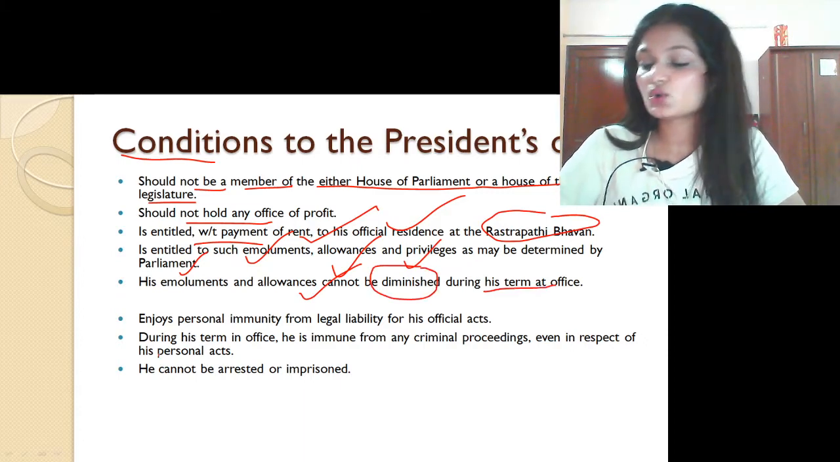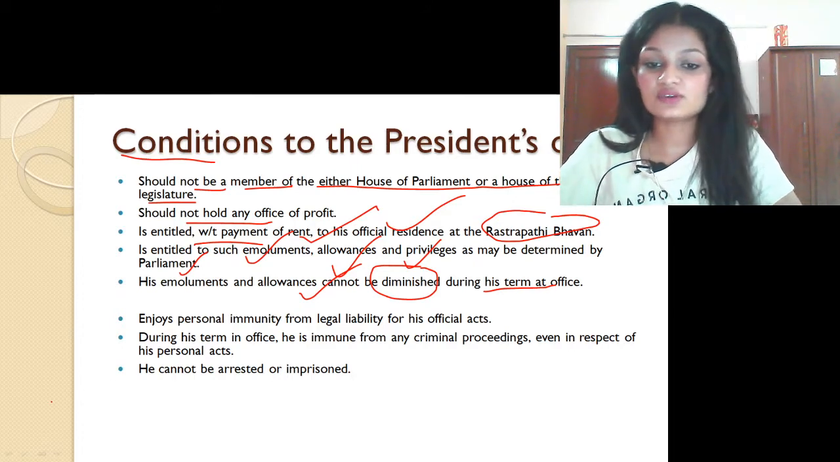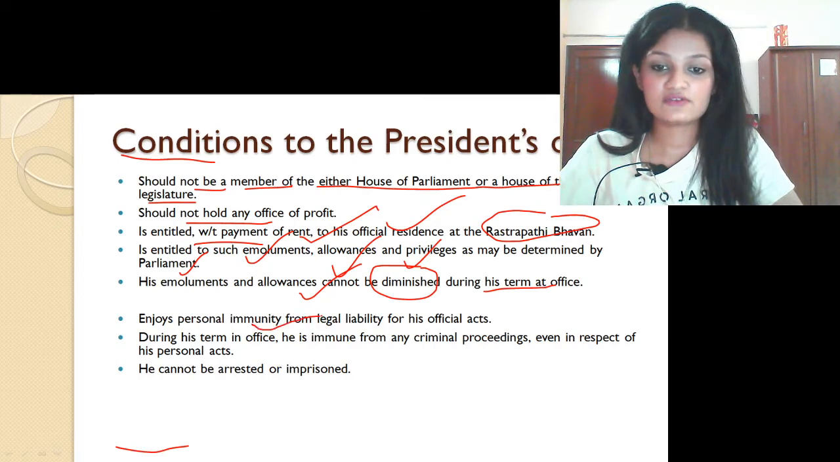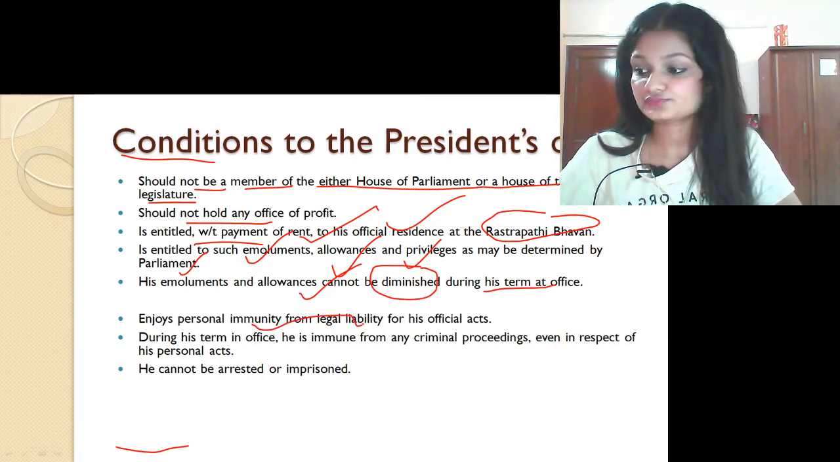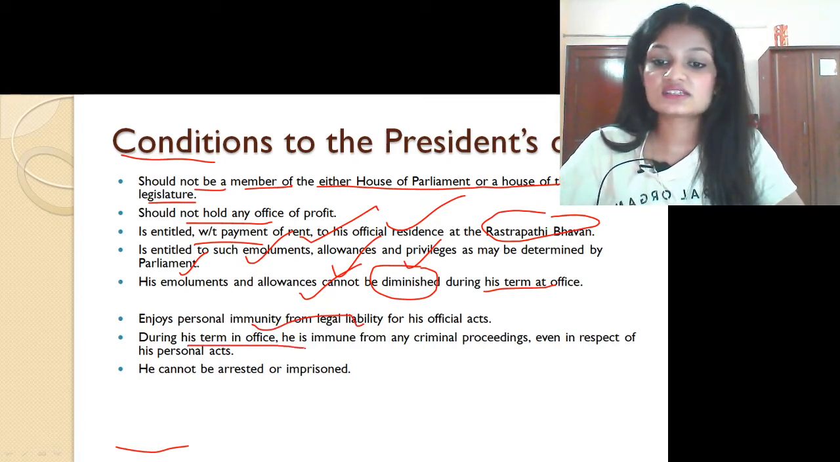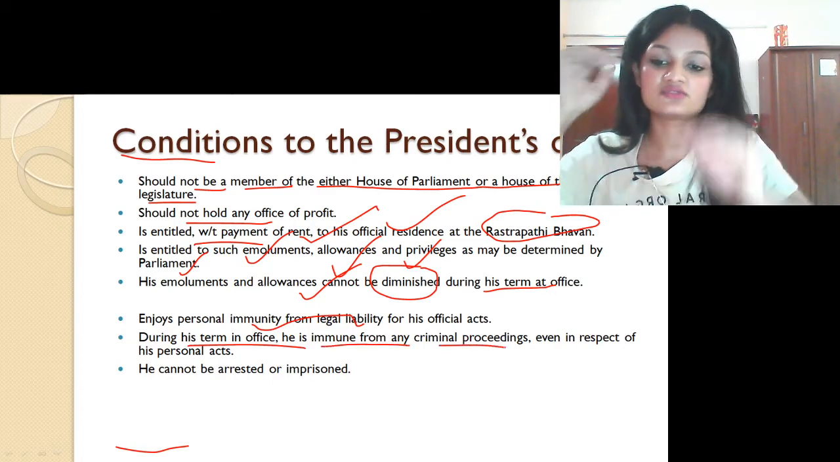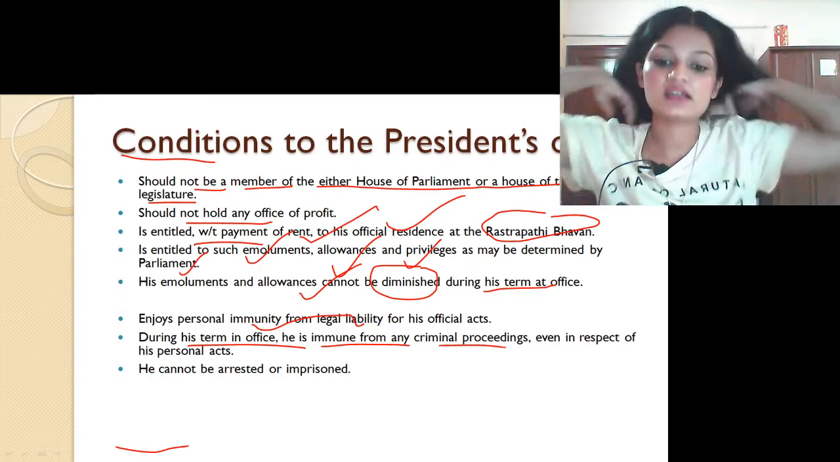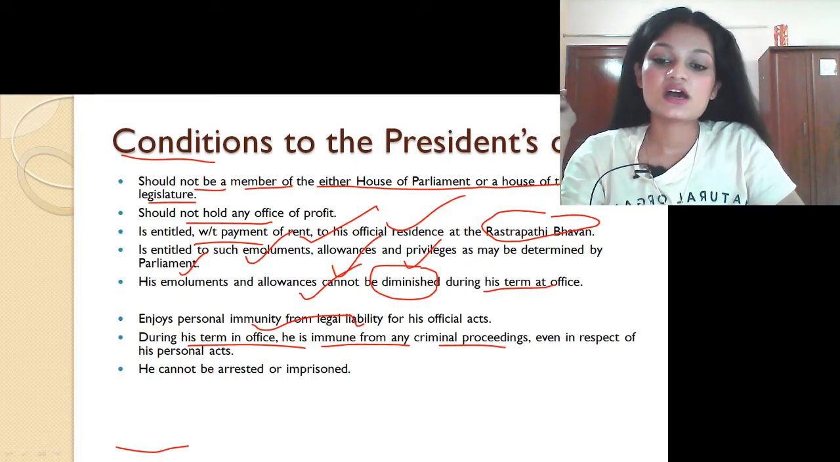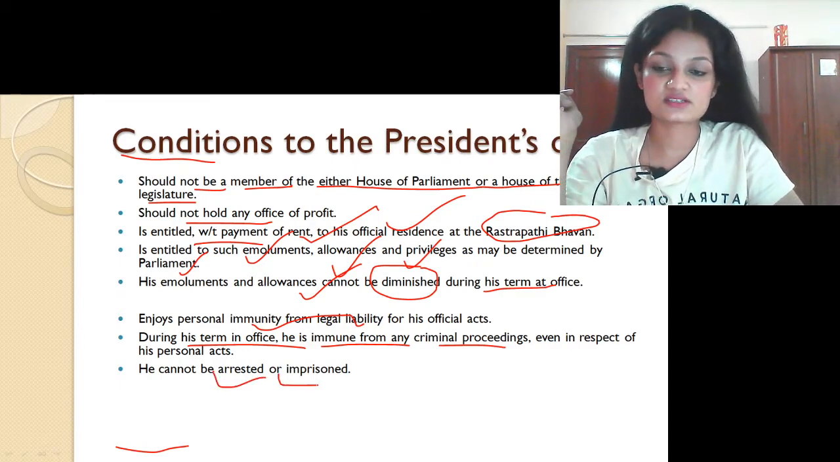He also enjoys personal immunity from legal liability for his official acts. During his term in his office, he is immune from any criminal proceedings, even in respect of his personal acts, and he cannot be arrested or imprisoned.